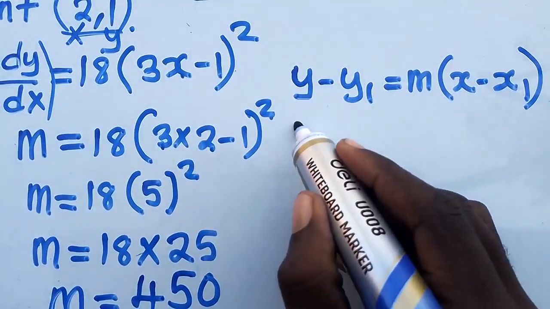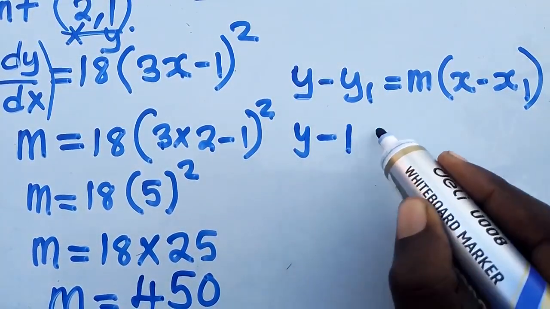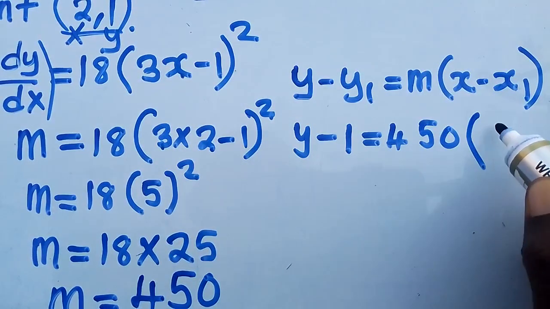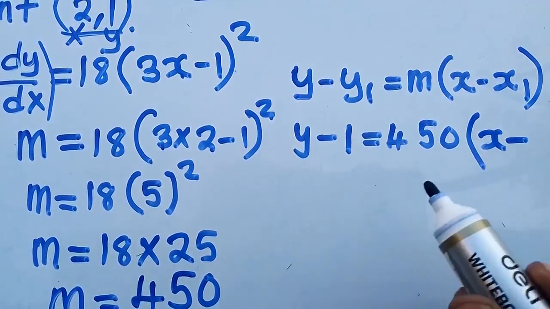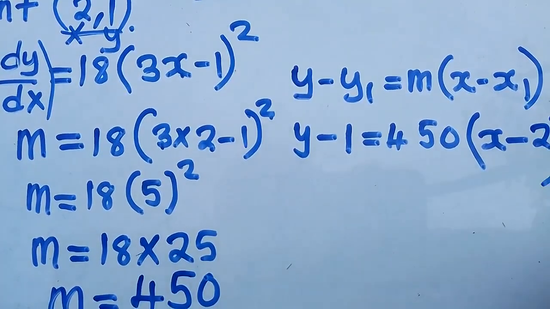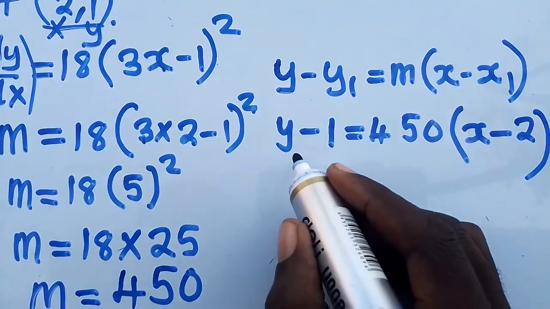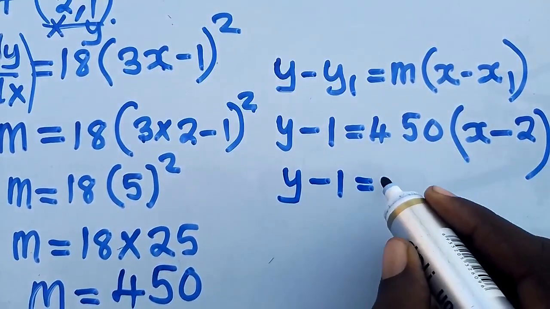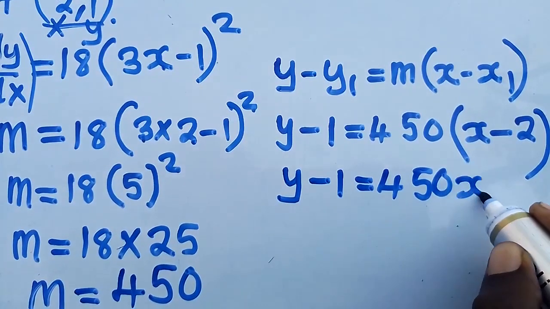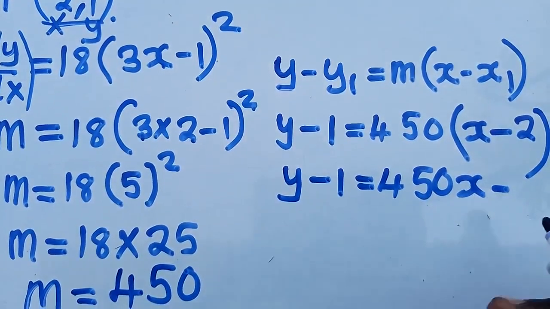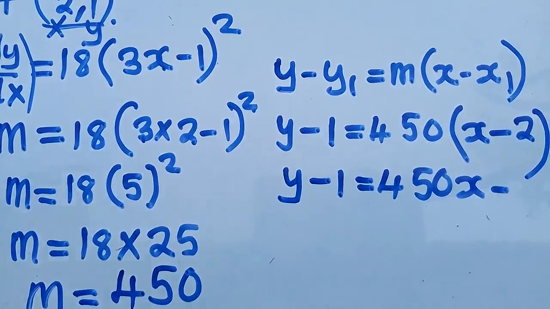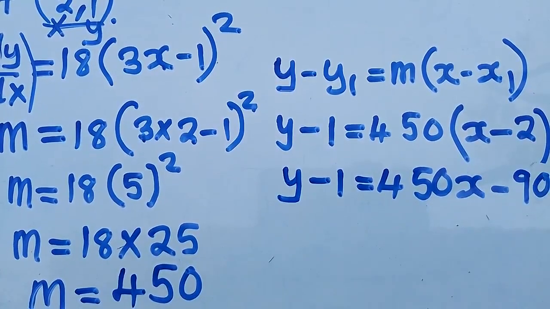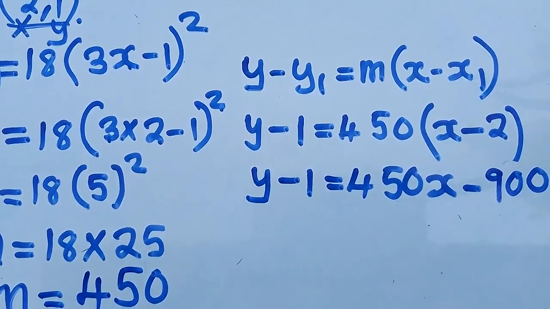So you say y minus y1, you put 1, which is equal to the gradient, 450, open bracket, x minus x1, which is 2. So this is what we are going to do. Then we say y minus 1 is equal to 450 times x, which is 450x, minus 450 times 2. 450 times 2, what are you going to get? 900. That is 900. Hope you're able to see now.